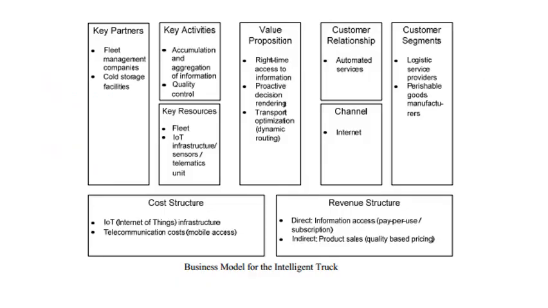Here, the key partners are fleet management companies and cold storage facilities. The key activities are accumulation and aggregation of information and quality control. Key resources are fleet, IoT infrastructure, sensors, and telematics unit. The value proposition is real-time access to information, proactive decisions, transport optimization, and dynamic routing. The customer relationship is automated services. The channel is the internet. The customer segments are logistics service providers and perishable goods manufacturers. The cost structure is IoT infrastructure and telecommunication cost. The revenue structure is direct, through information systems and pay-per-use subscription, and indirect, through product sales and quality-based pricing.